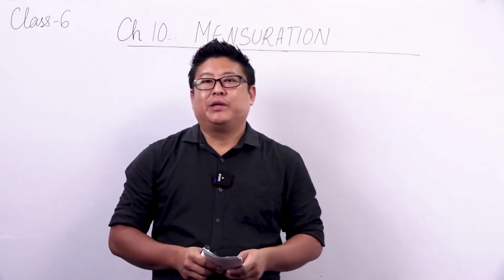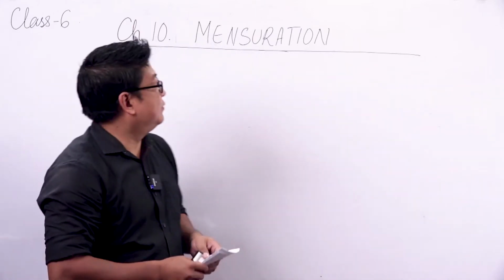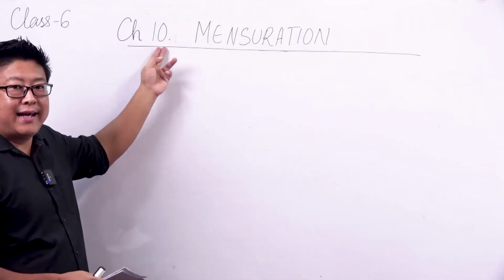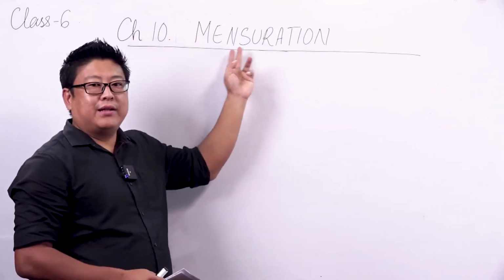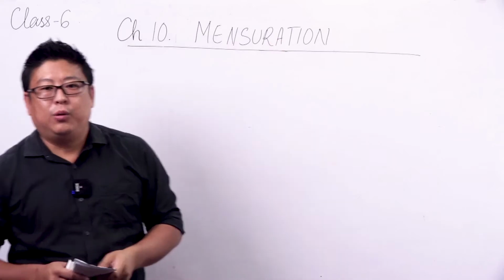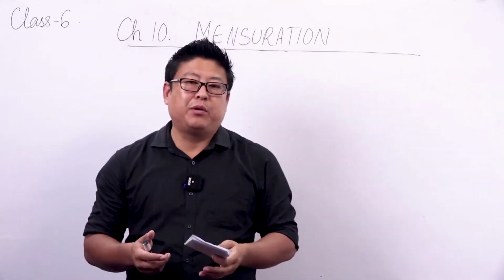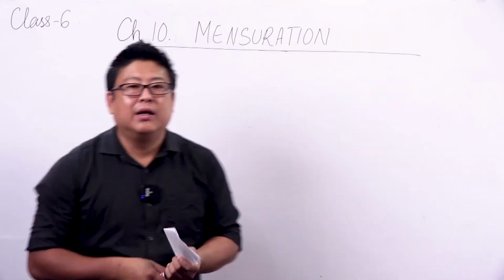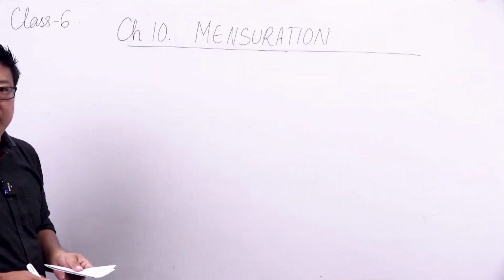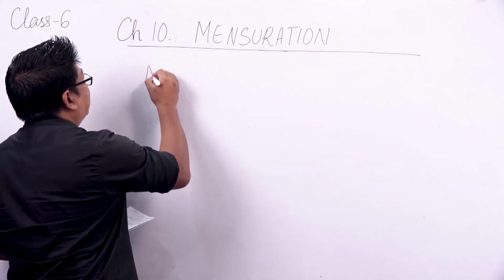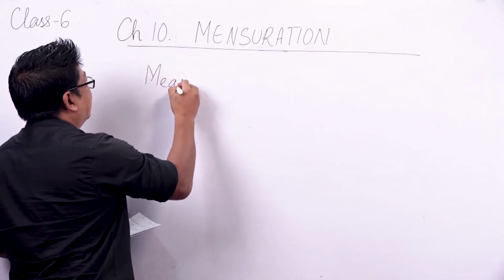Today we will be starting with a new chapter. The chapter number is chapter 10. The name is mensuration. So far we have learned about different arithmetics, geometry. Today we will be learning about mensuration. Now, what does mensuration mean? Mensuration simply means measurement.